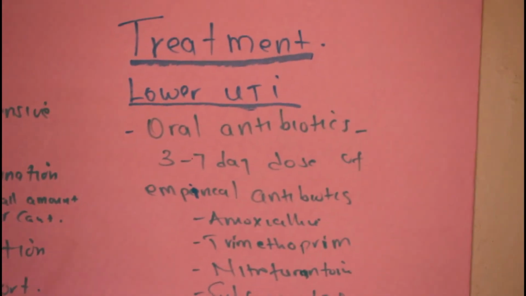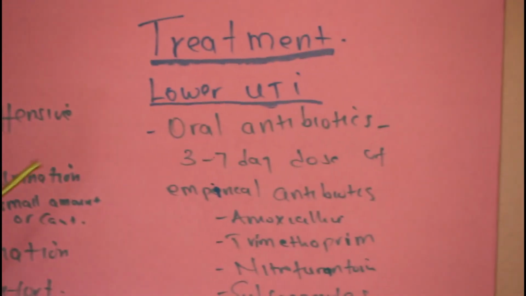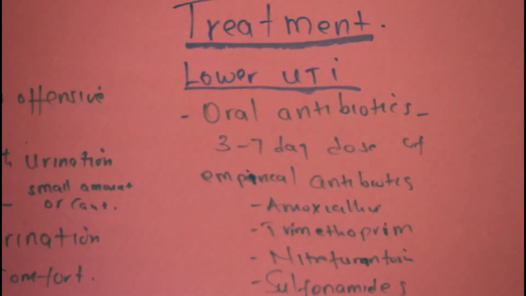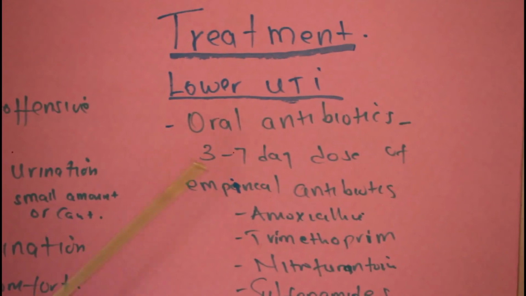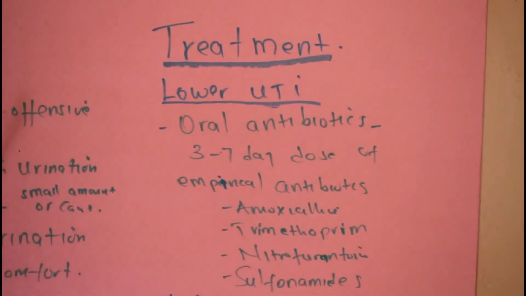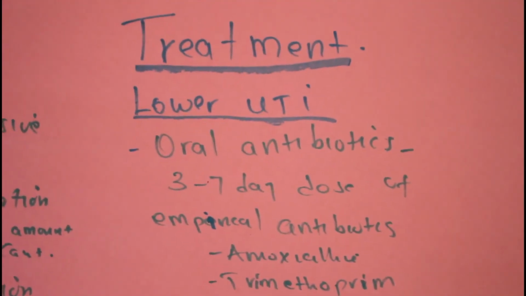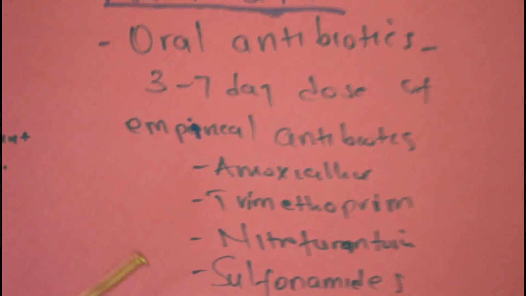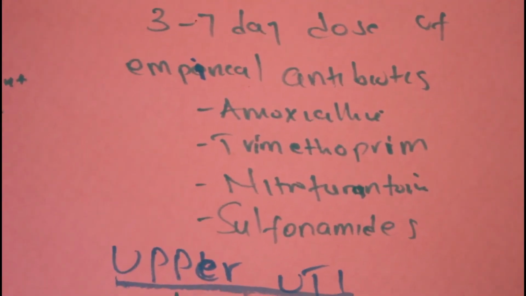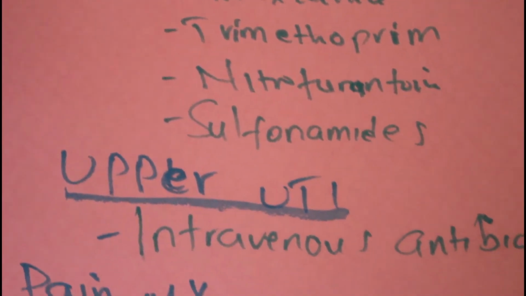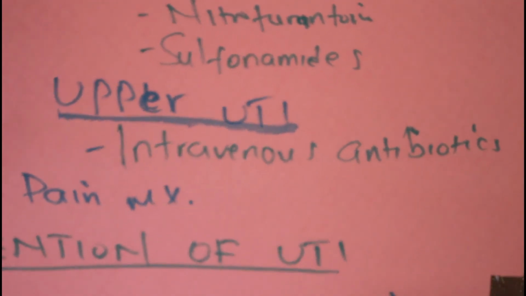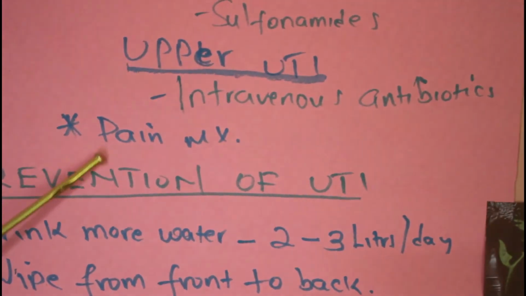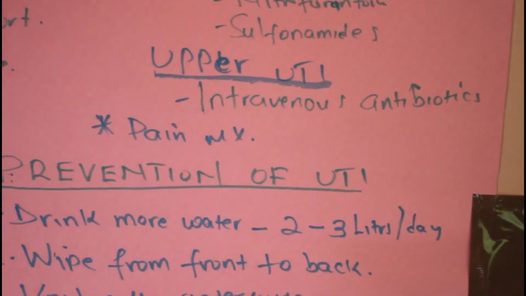How do we treat UTI? So we have the lower UTI. The lower UTI is treated using oral antibiotics. You can do a 3 to 7 day dose of empirical antibiotics. These are examples of empirical antibiotics: amoxicillin, trimethoprim, nitrofurantoin, sulfonamides, and others. And then the upper UTI is a serious infection. So you normally treat it with intravenous antibiotics. And since these patients also have pain, you do pain management.